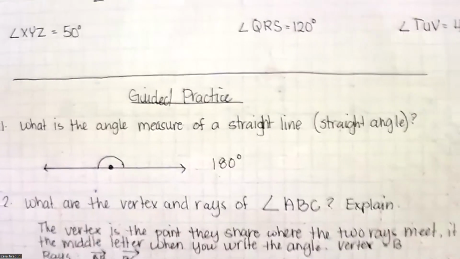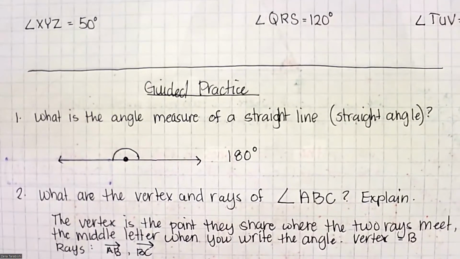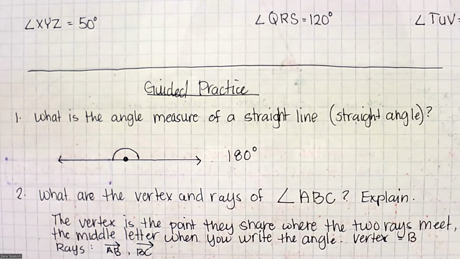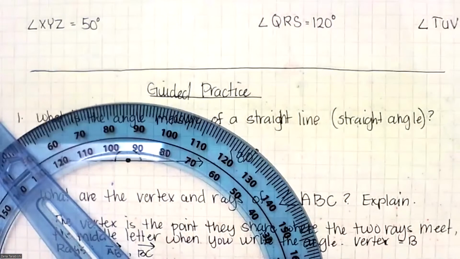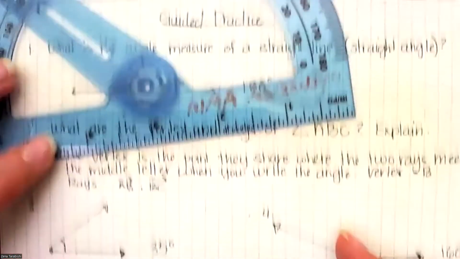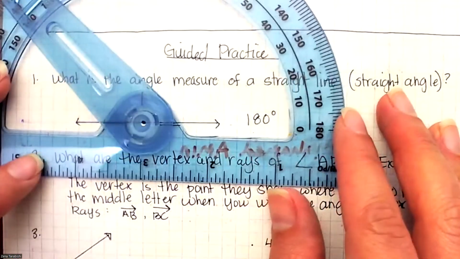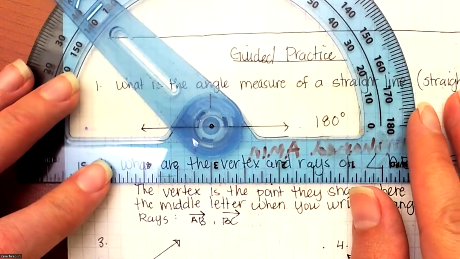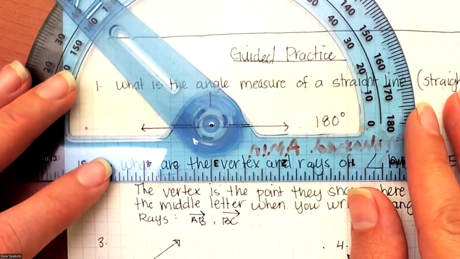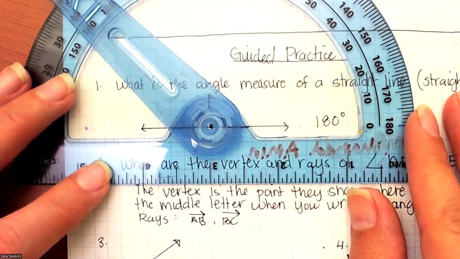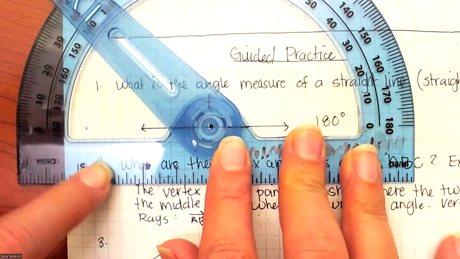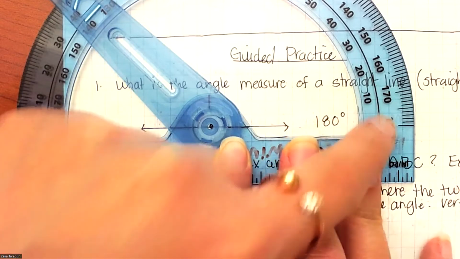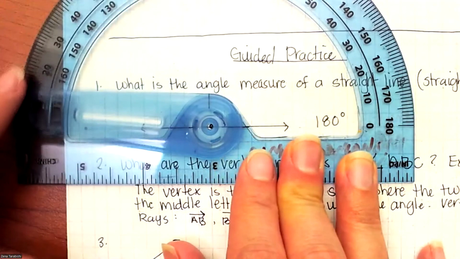Now for your guided practice number 1, it says, what is the angle measure of a straight line or a straight angle? Now this one, because we have the two rays that share the same endpoint, it doesn't matter which side I start on. I'm going to line it up. So my vertex goes in the hole. The lines on the protractor line up there. So if I want to use the 0 on this side, or the 0 on this side, it doesn't matter in this case.